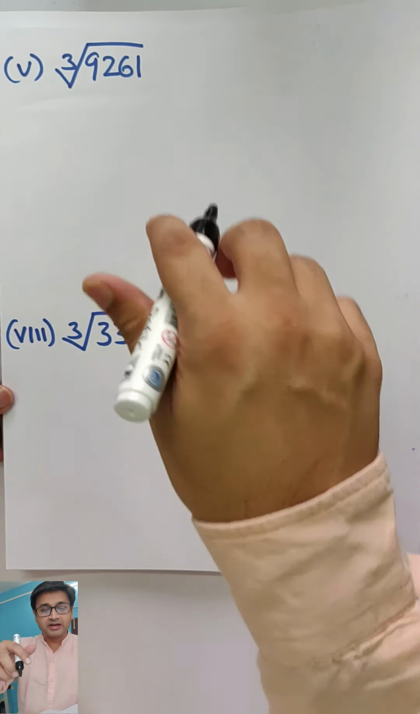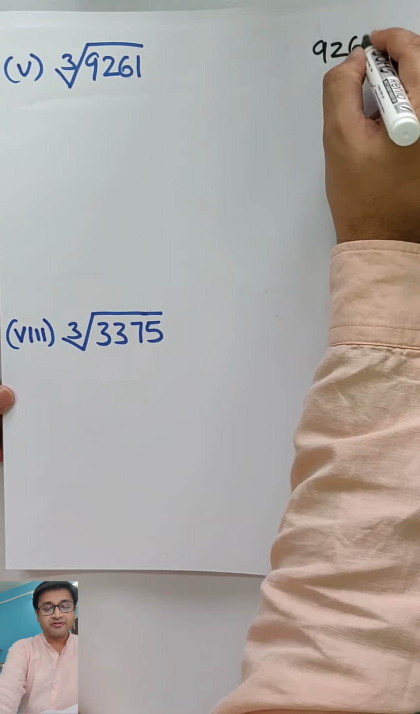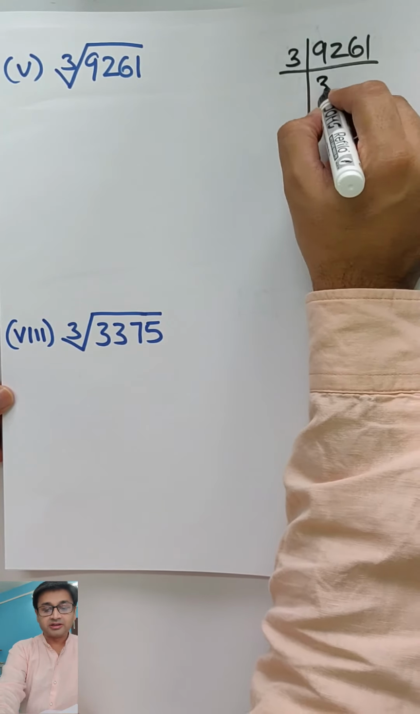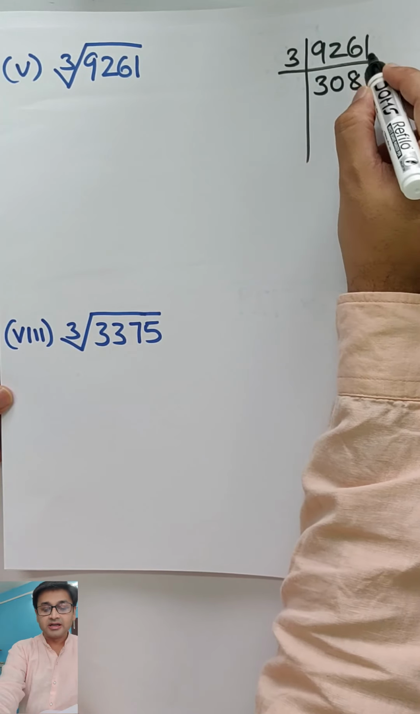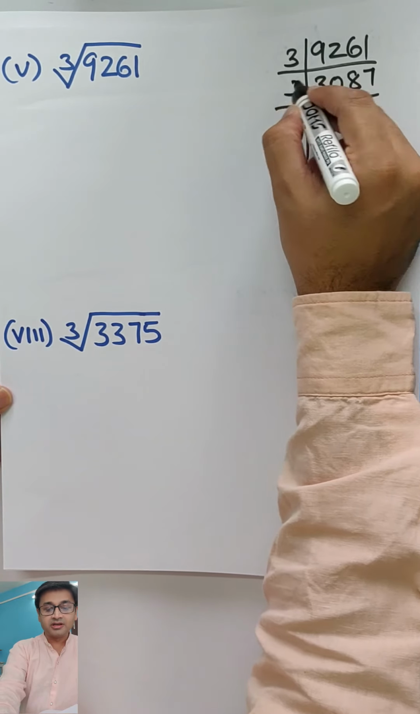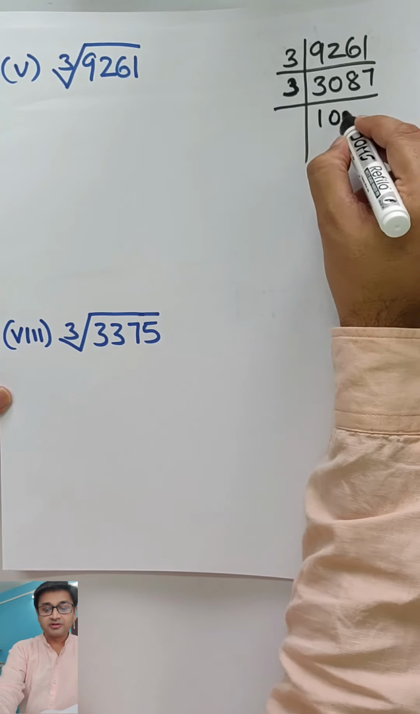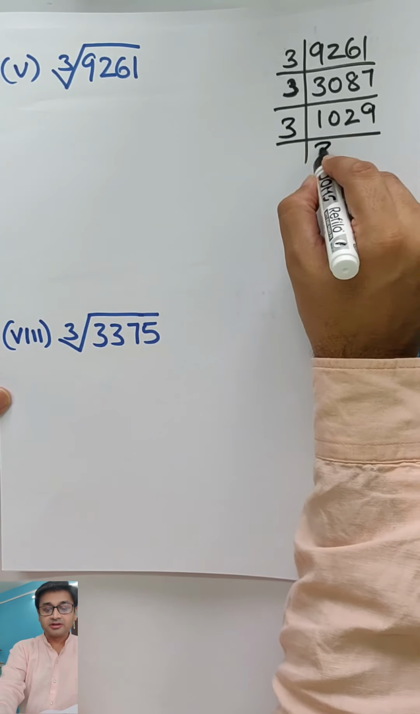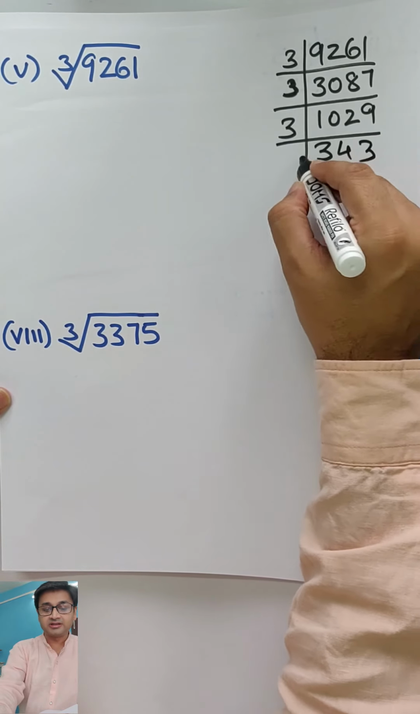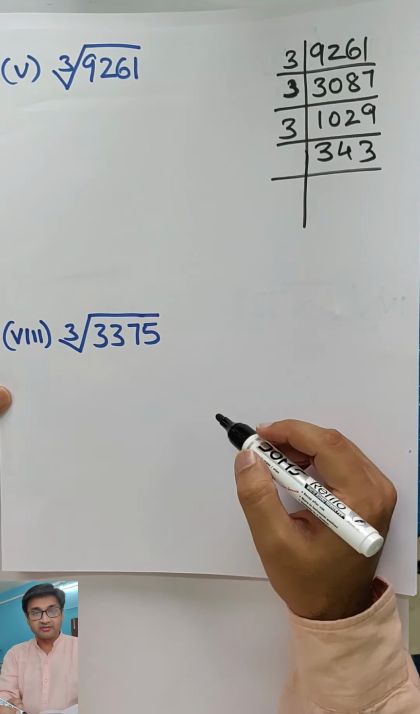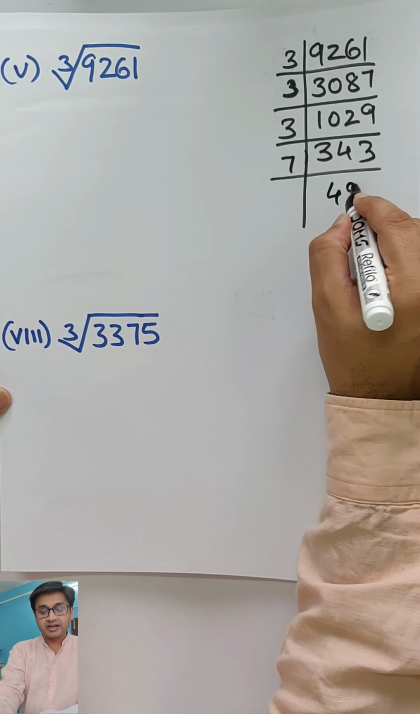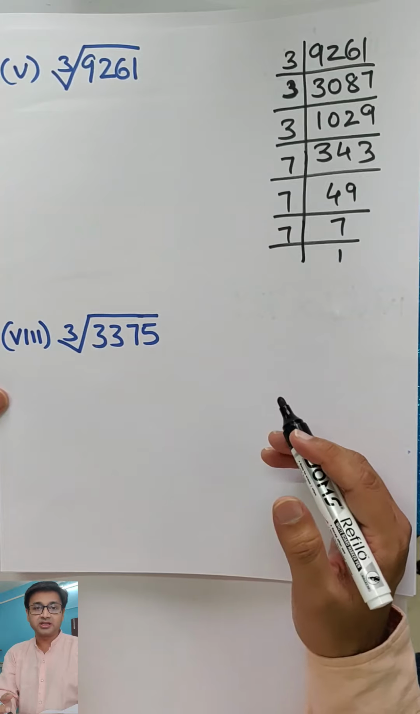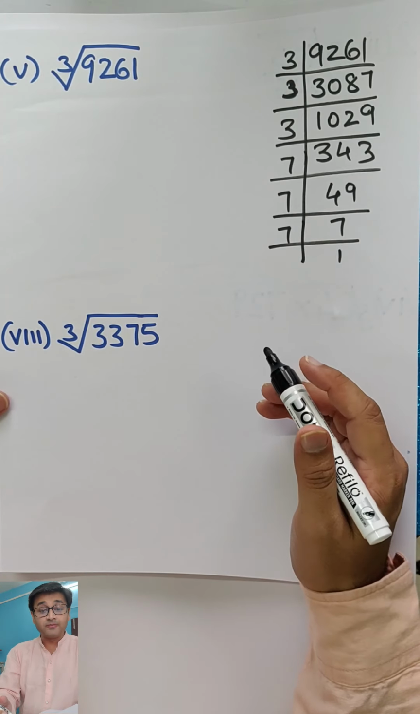9261. Now this to do mentally is tough. So let's take prime factors of this and let's see what answer we get. So I'm dividing it by 3. 3 3s are 9, 0s are, 8s are and 7s are. Again 3 times. 3 1s are 3, 0s are, 3 2s are 6, 27, so 9 times. 3 3s are 9, 4s are and 3 3s are. Now we know 343 is 7 cubed. So 7 49, 7 7 and 7 1. See, if you know the basic cubes, your calculation will become faster.